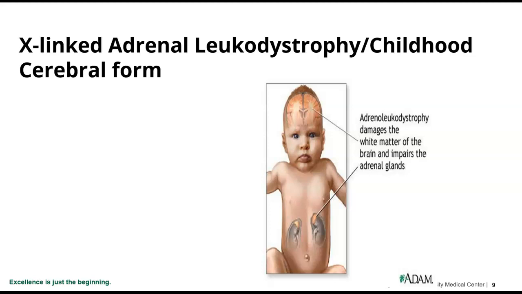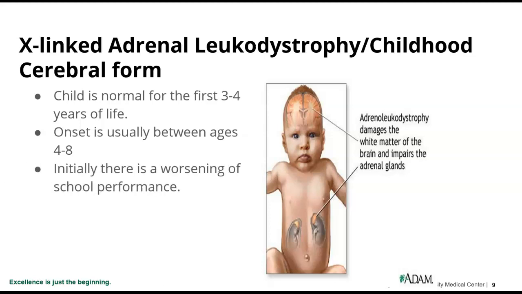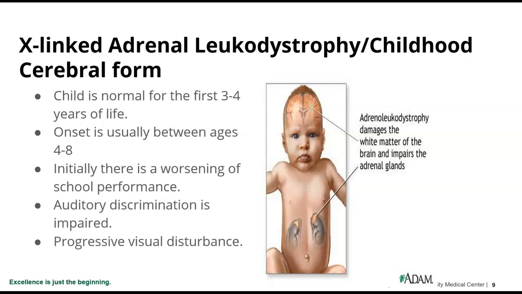So the cerebral form of ALD, in this infantile form, usually presents around 3 to 4 years of age. Onset, or starts showing signs, 3 to 4, but onset 4 to 8. Initial early signs include worsening of school performance. For instance, they used to know all their letters and their numbers, and now they don't. Auditory discrimination, and also visual disturbance.